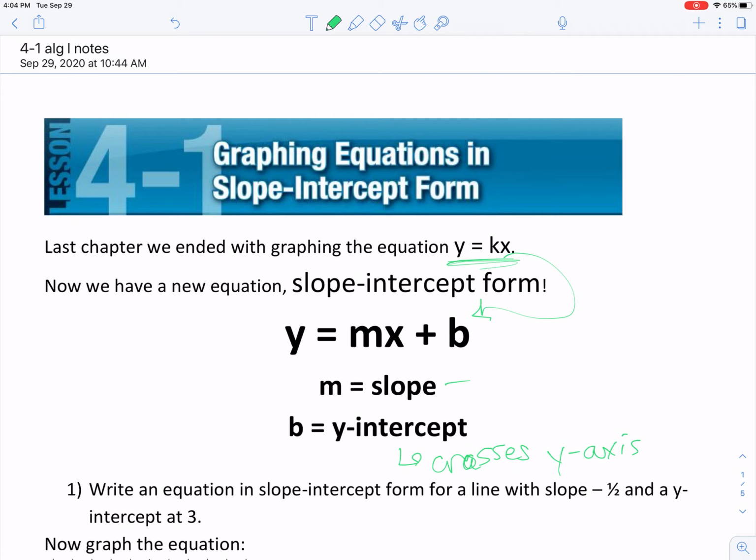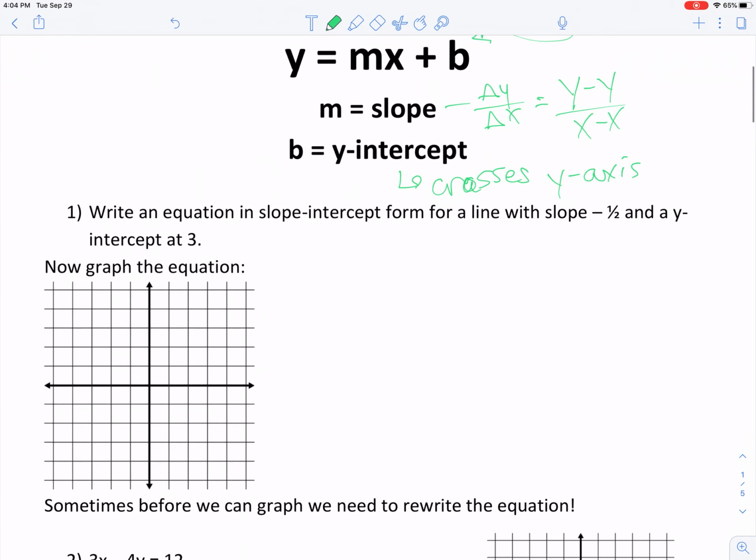Okay, the slope, remember, is going to be delta y over delta x, which, if you don't remember, is y minus y on top over x minus x. So today we are going to get to actually write some equations. But they're going to give you the slope and the y-intercept. So there's not really any specific math you have to do other than know that y equals mx plus b. If slope is negative 1/2, that is m, so negative 1/2 x plus the y-intercept at 3, so that's plus 3. That's the equation. Now graph it.